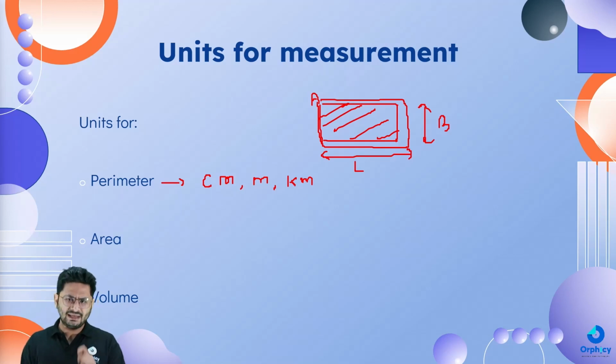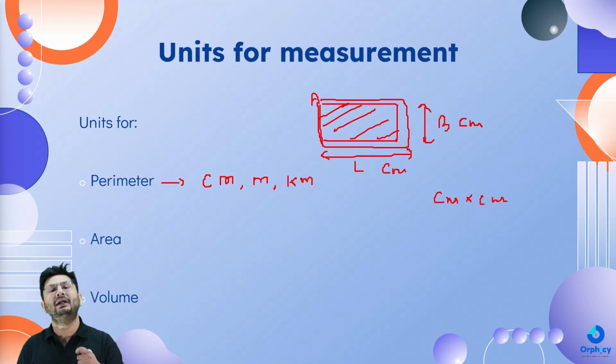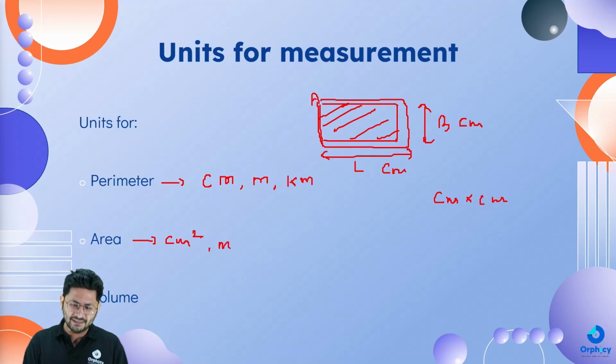So let's say the length is in centimeters and the breadth is also in centimeters. Both are in centimeters, and if I multiply centimeter by centimeter, will I get centimeter square? This we have already studied in the chapter exponents and powers. If I multiply one thing by itself another time, I will get square, cube, power 4 and so on. So similarly here the units are centimeter square, meter square, kilometer square, millimeter square and so on.